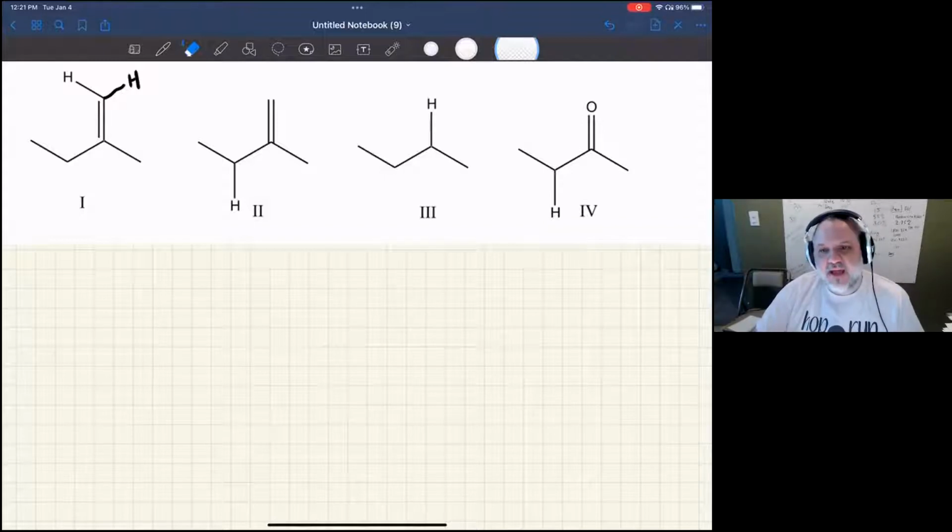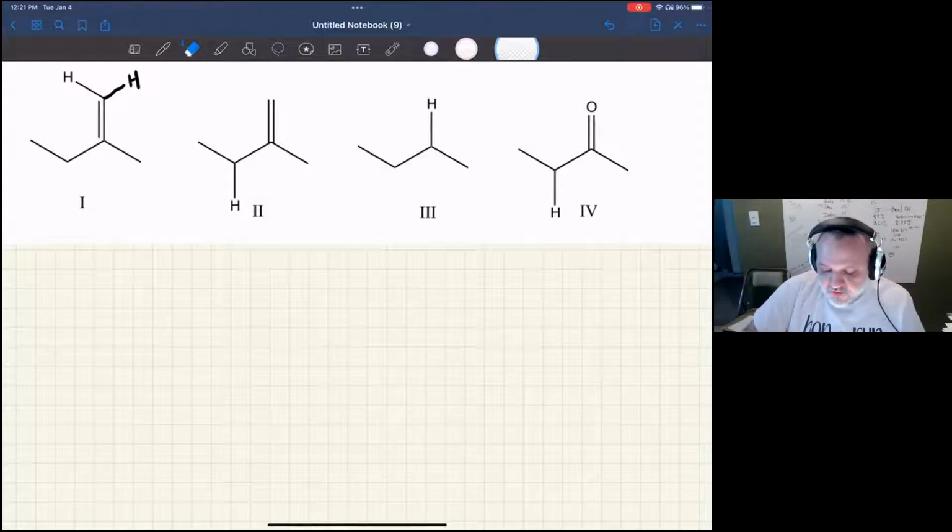It is an alkene. There are two protons attached to that terminal carbon. Consider one of these protons: is it more acidic than the proton in 2 or 3 or 4? So remember, in order to consider which one of a proton or a species is more acidic, you really are considering the stability of the conjugate base.